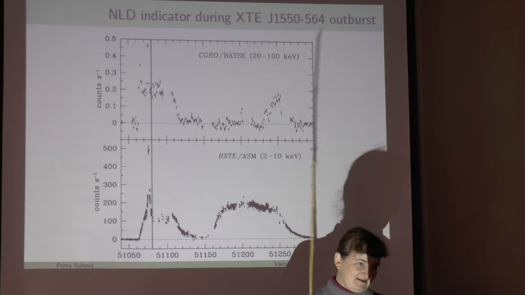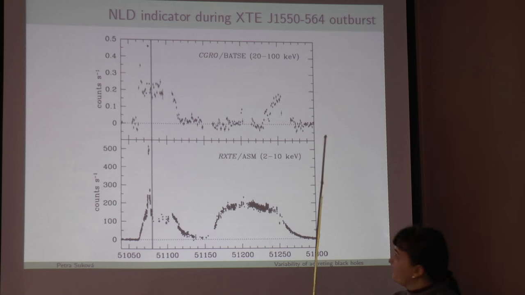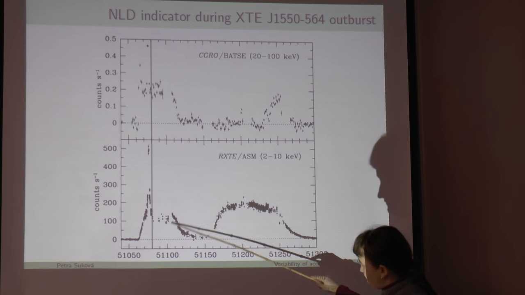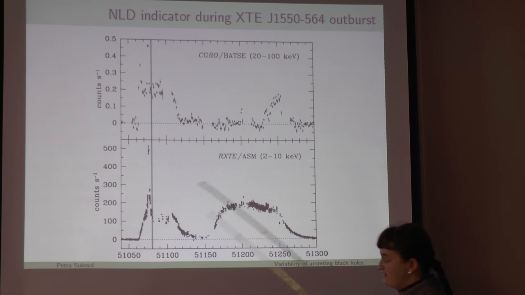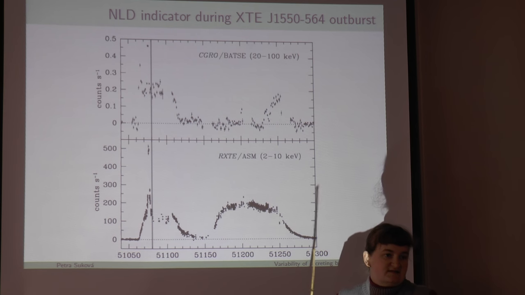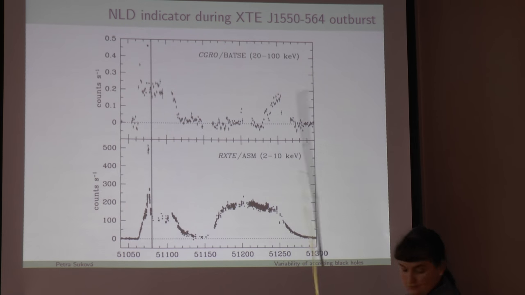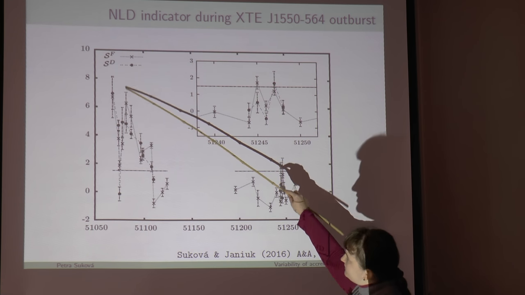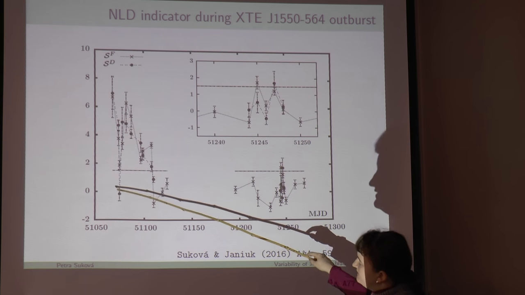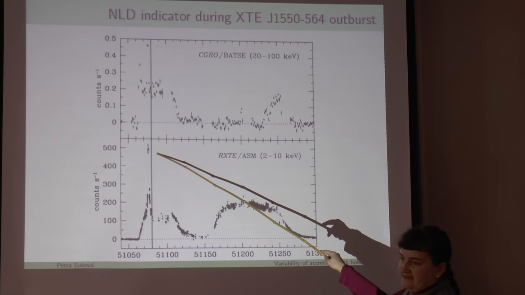Okay, so now what we have done with our method. Here is again the outburst of XTE J1550, and we chose observations which cover the part where the source has high flux, because you cannot use the low luminosity state, as you don't have enough data and it's useless. We studied these two epochs of the outburst and computed this NLD indicator, and you can see that it is quite high at the beginning of the outburst, with the exception of the date of the peak of the outburst.